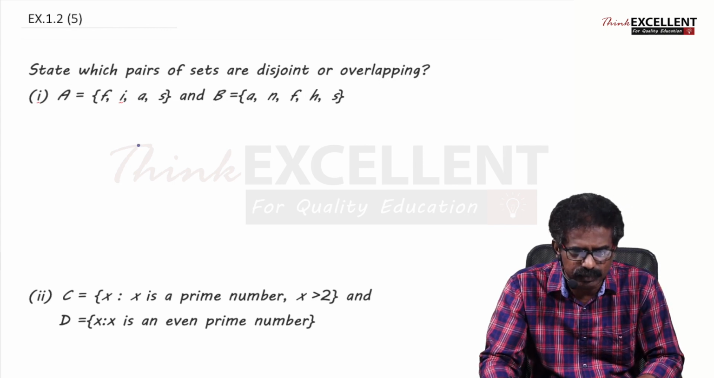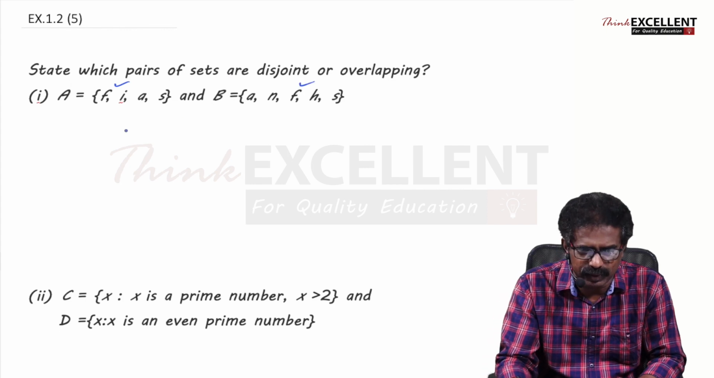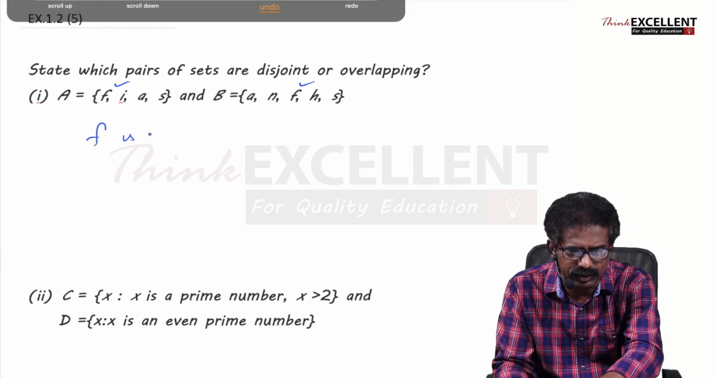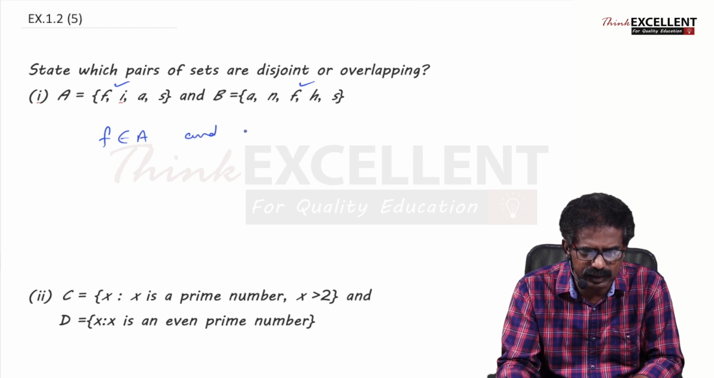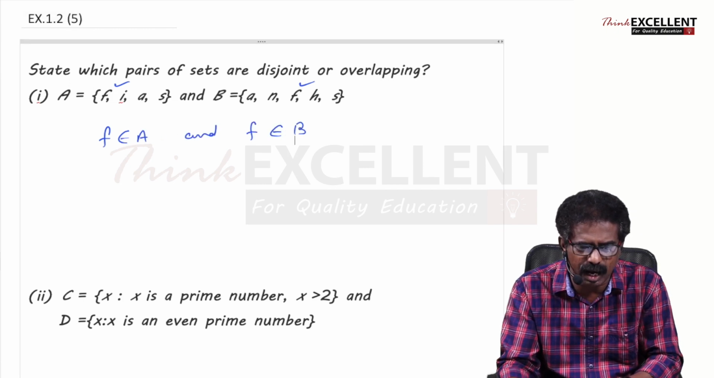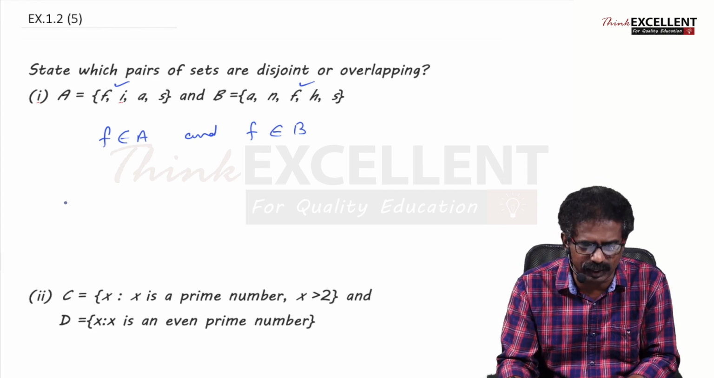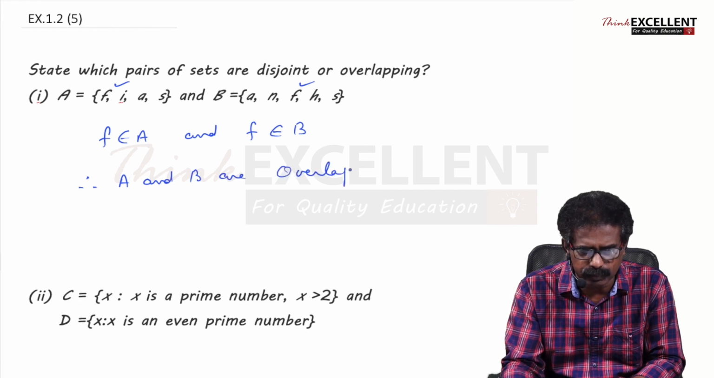Here the sets are given in roster form. You can go through and find that F is there in both places. That itself is enough. F belongs to A and F belongs to B. F is common in both. Sometimes more elements may be common, but even one element is enough. So they are not disjoint. So A and B are overlapping sets. See the next one.